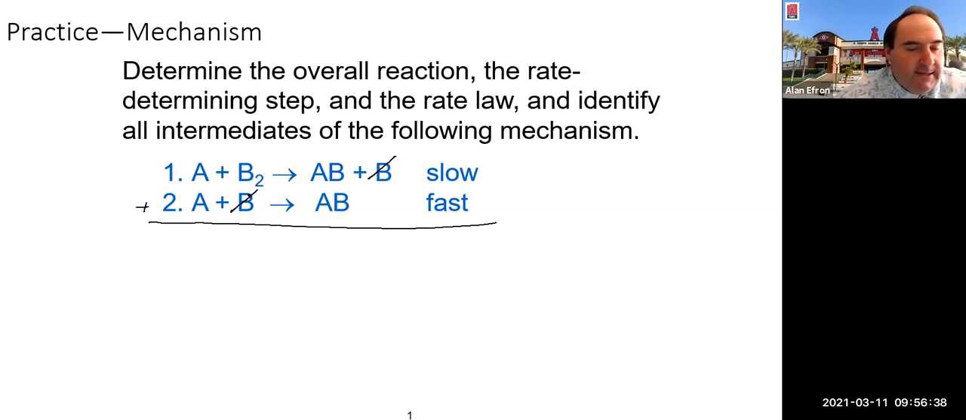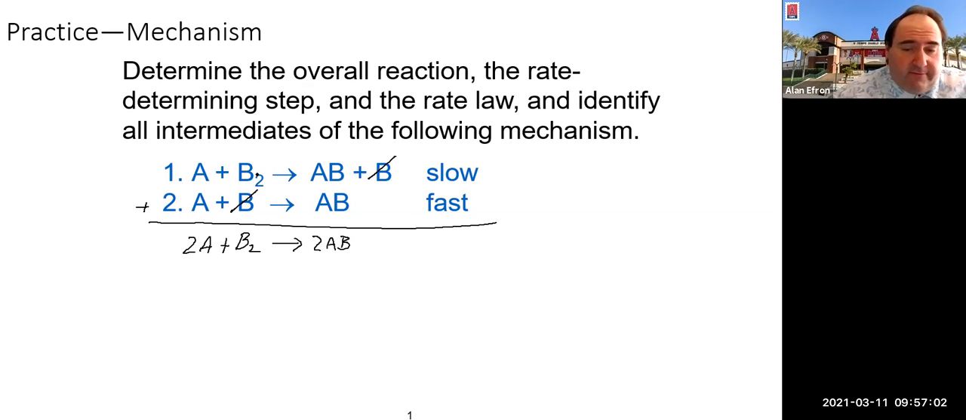So that means everything on the left-hand side will stay on the left. So we have 1 and 2 A's. We have a B2 there. And on the right-hand side of the arrow, we have 2 ABs. So based on this mechanism, we would expect the overall reaction here to be that.